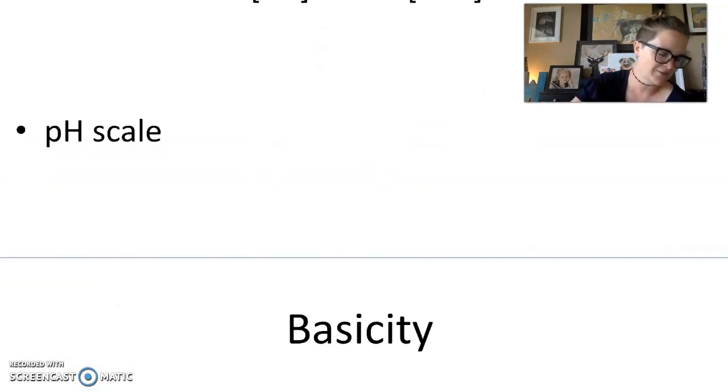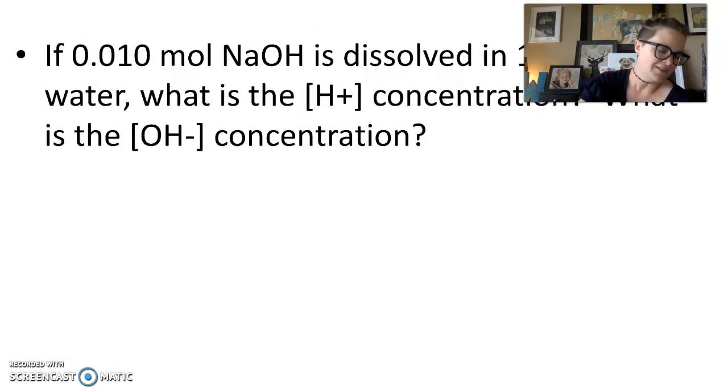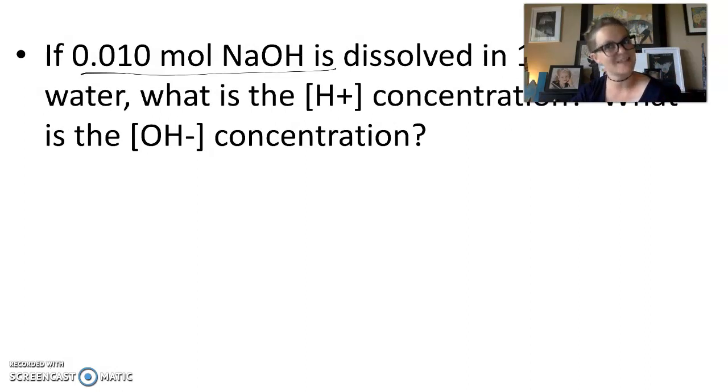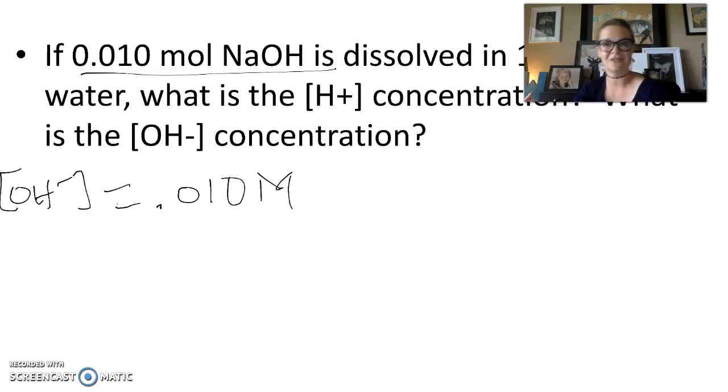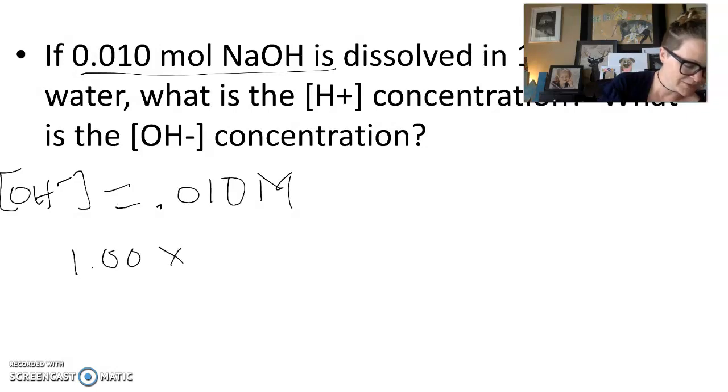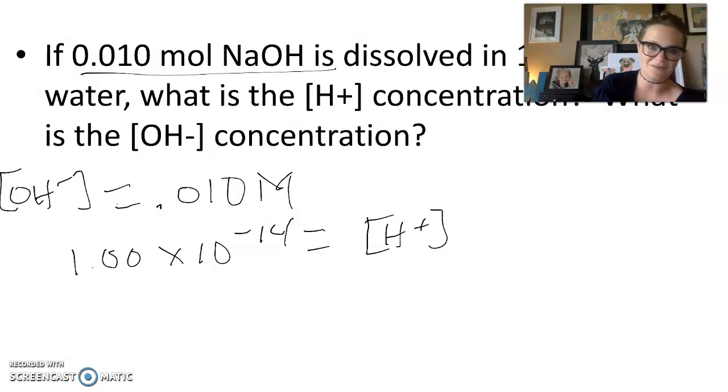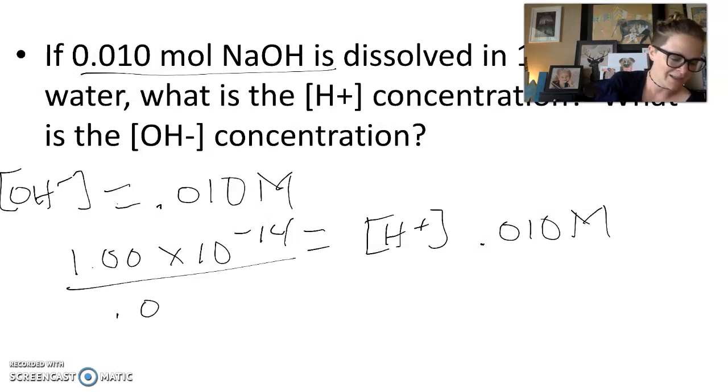We can do the same thing for bases. If I have a 0.010 molar solution of sodium hydroxide, it's a strong base. It's an ionic compound and it completely dissociates when we put it in water. The OH minus concentration, we know that for sure, is just that number, 0.010 molar. Now it's asking for the H plus concentration. Here's our equation: 1.00 times 10 to the negative 14 equals the molarity of the H plus times the OH minus concentration. I'm just going to plug that in. And then I'm going to divide by that to get it by itself.